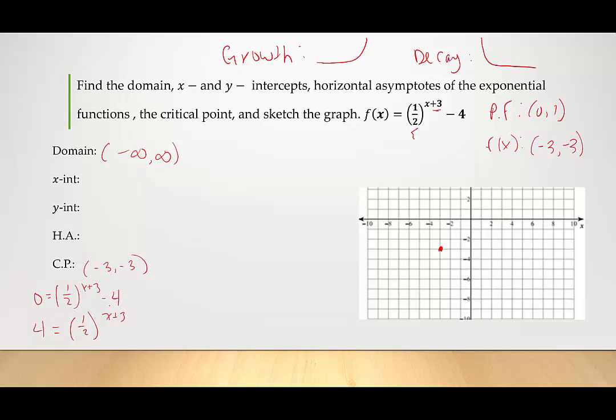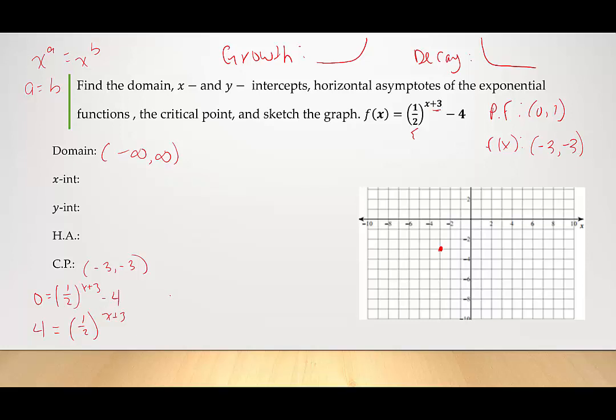And what that means is we're going to use something that says if we have x to the a equal to x to the b, then that means that a must equal b. So if we can write 4 and 1/2 with the same base, then we can set the exponents equal to each other. Can you think of something that they're both powers of? They are both powers of 2.